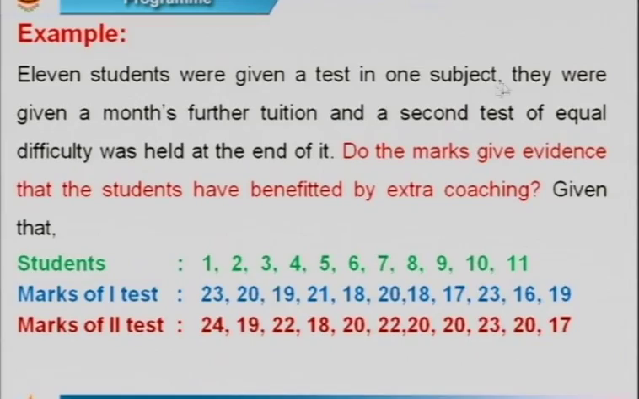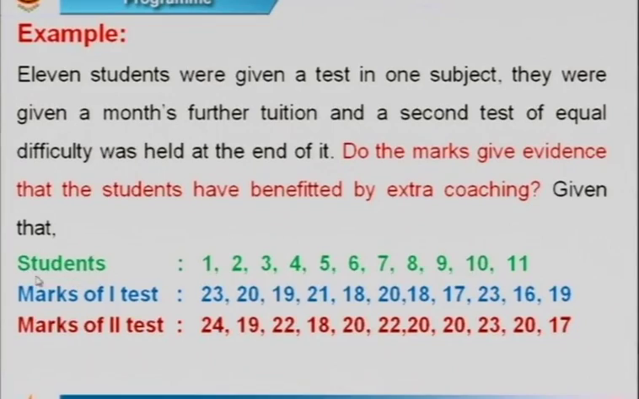Here the data is very commonly used for discussion, like how to include these two series of values in making a single series of observation, so that the t-test can be applied. 11 students were given a test in one subject, they were given a month's further tuition, and a second test of equal difficulty was held at the end of it. Do the marks give evidence that students have benefited by extra coaching or not?